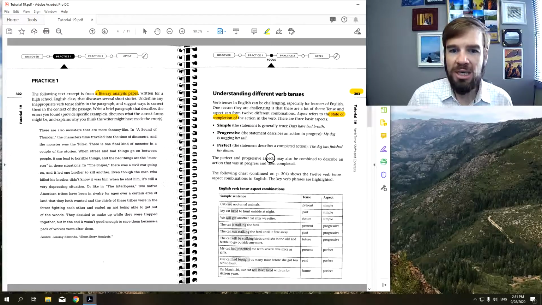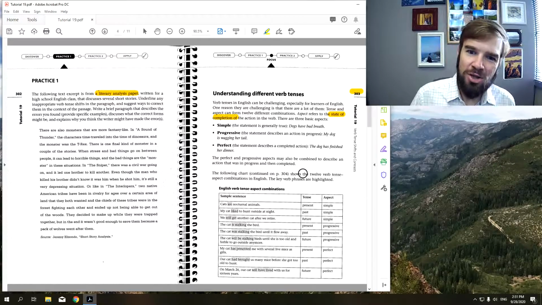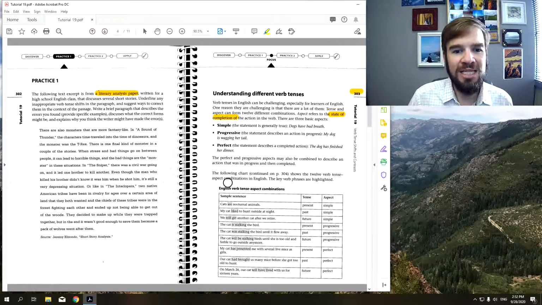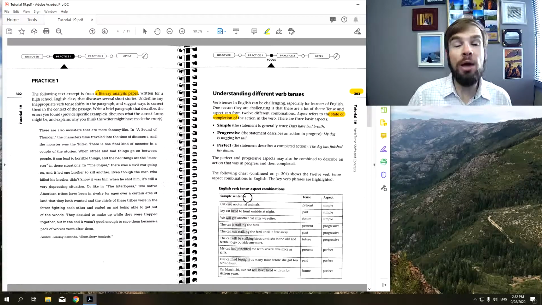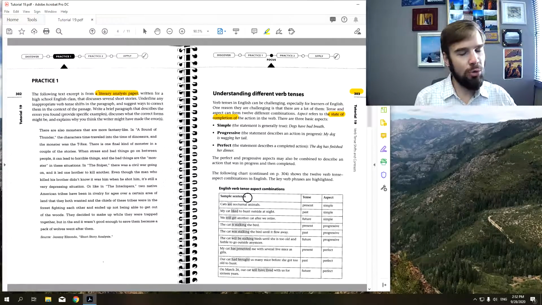The perfect and progressive aspects may also be combined to describe an action that was in progress and then completed. That's everyone's favorite past perfect progressive. We'll get there. The following chart, continued on page 304, shows the 12 verb tense aspect combinations. The key verb phrases are highlighted. So I will read these out loud. We'll go slow. This is not the most exciting thing, and it's challenging because there's lots of details. But again, the more you see it, the more you hear it, the sooner it will become natural, feel natural.